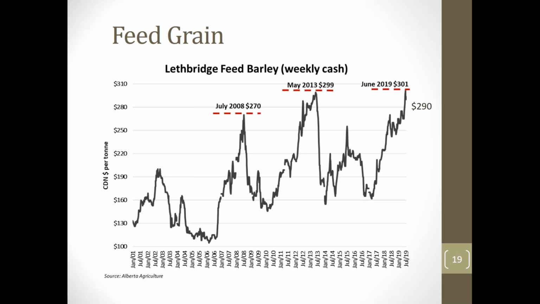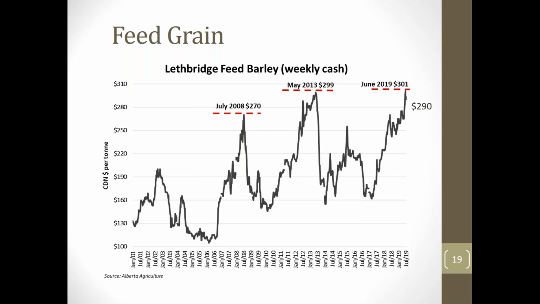It's about $2 higher than what we saw in May of 2013, and about $31 higher than what we saw in July of 2008. But you can see overall that barley prices in Alberta have been trending higher, which is in relation to those reduced acreage levels. So we'll see this year, as we've seen in the acreage reports, that barley acres are up. So we'll see what impact that has on price.